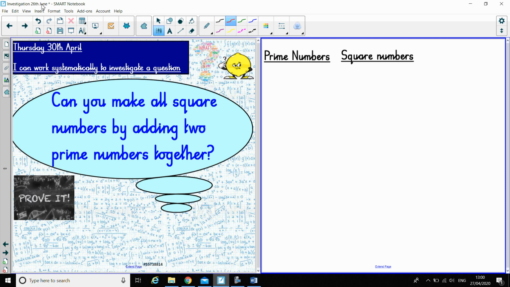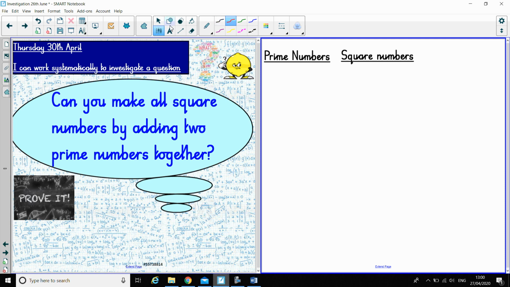You're also going to need to list the square numbers up until 12 times 12. You can go further if you wish, because this investigation could go on for a long time. If you're enjoying it, go further than that.